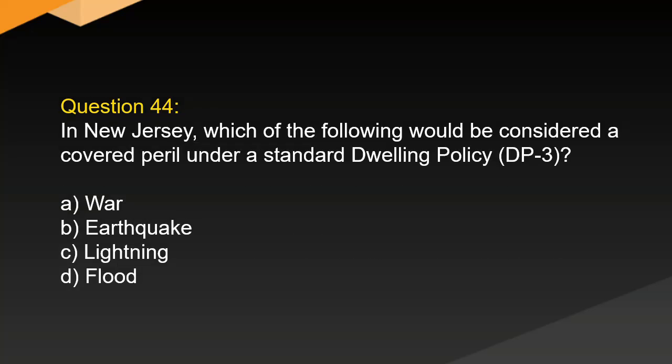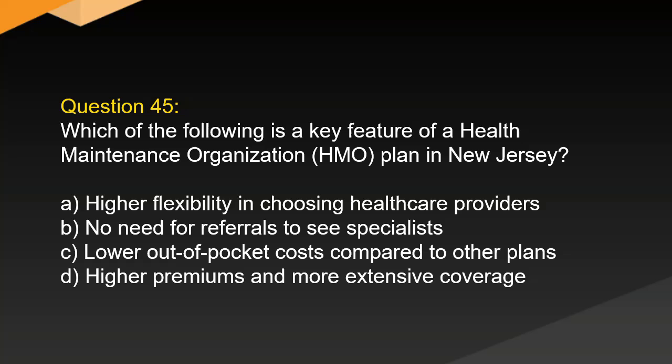Question 44. In New Jersey, which of the following would be considered a covered peril under a standard dwelling policy? A. War. B. Earthquake. C. Lightning. D. Flood.